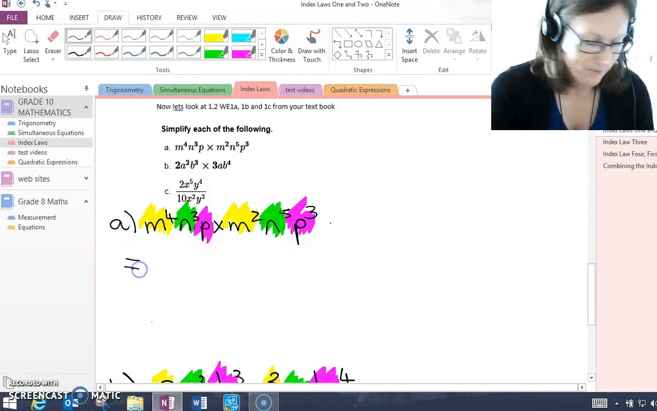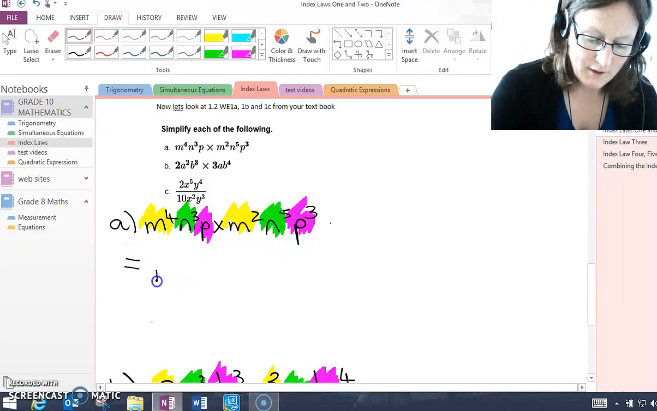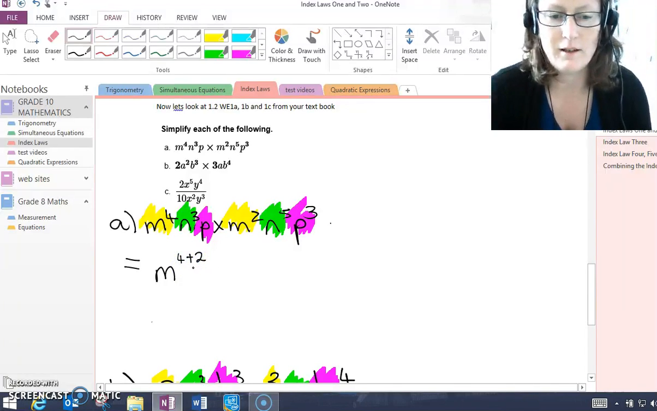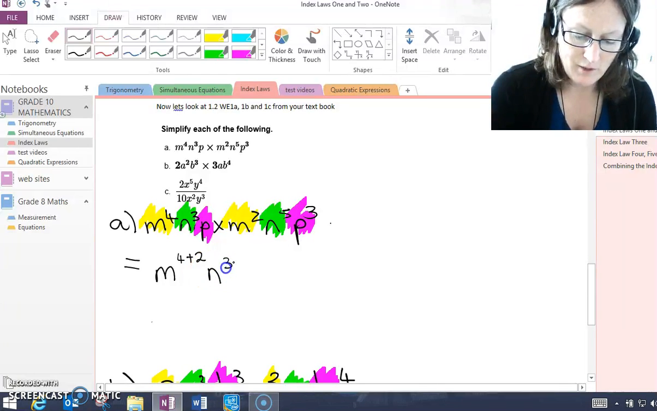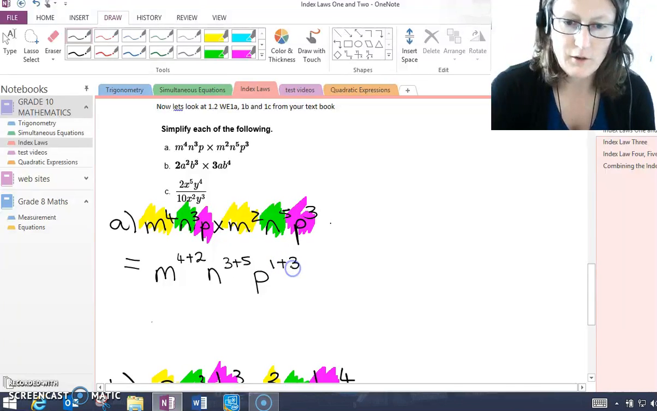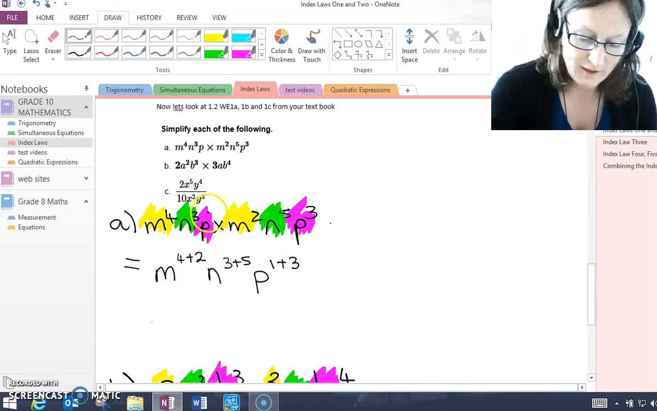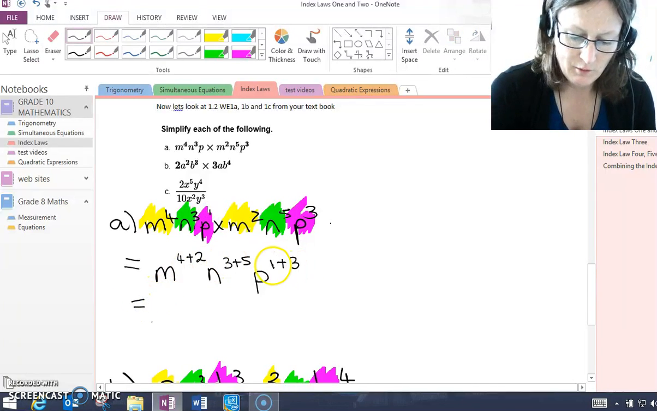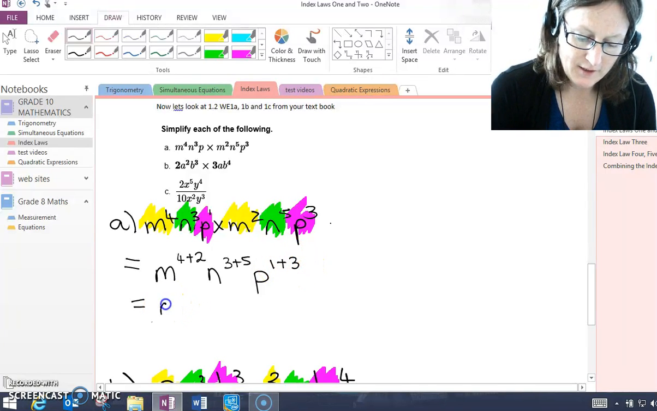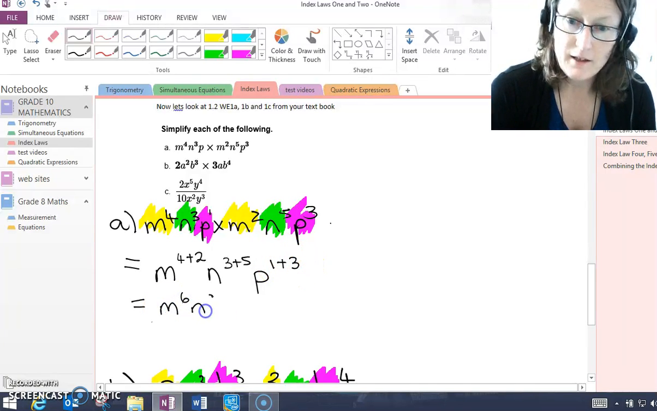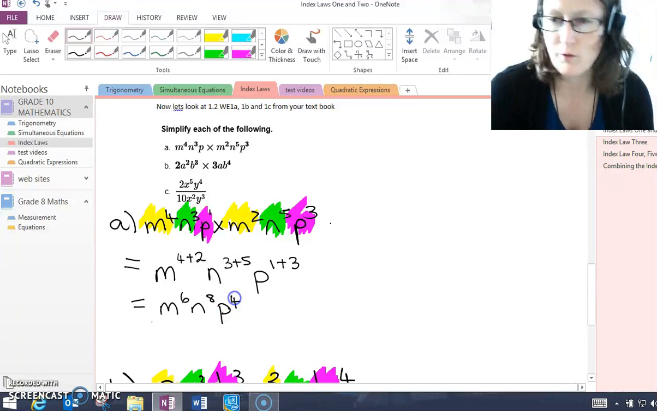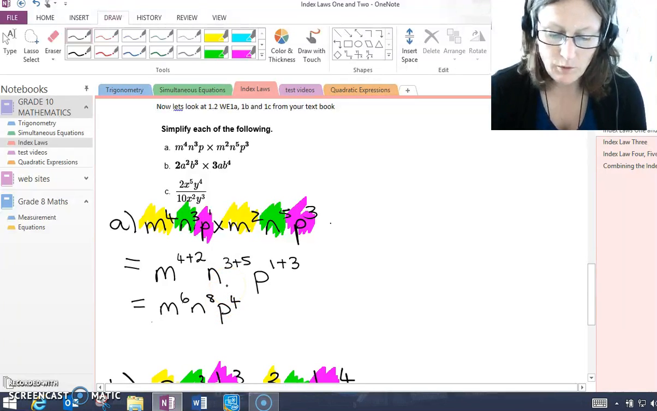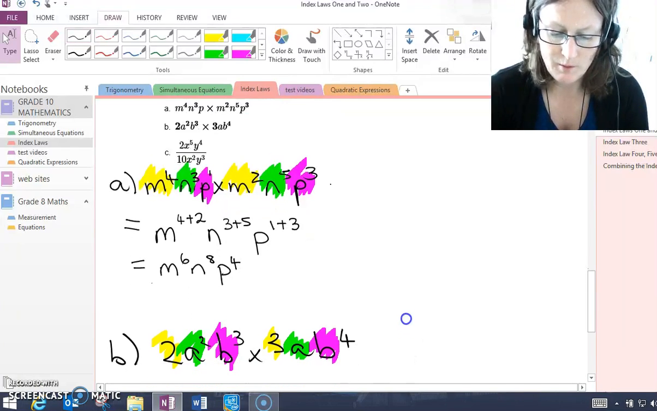So then what I do is I look at my m's, and I say it's m to the power of 4 plus 2, index law 1, add the indices. N to the power of 3 plus 5, p to the power of 1 plus 3. Okay, a common mistake is forgetting that it's not nothing up there, it is in fact a 1. So then it would be 1 plus 3. I then say m to the power of 6, n to the power of 8, p to the power of 4.